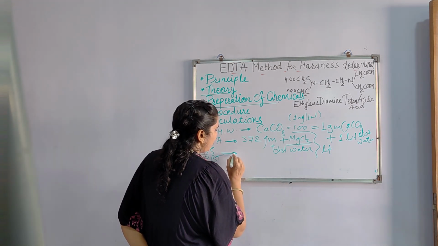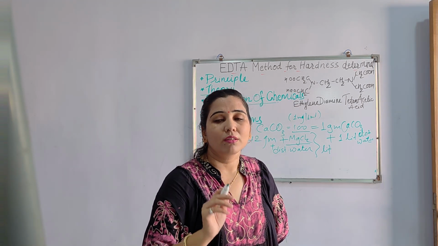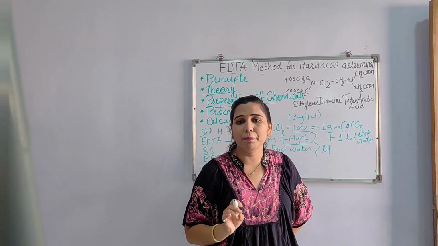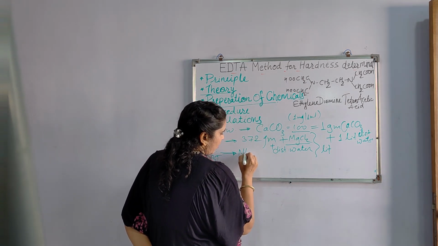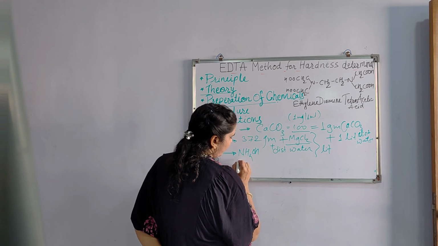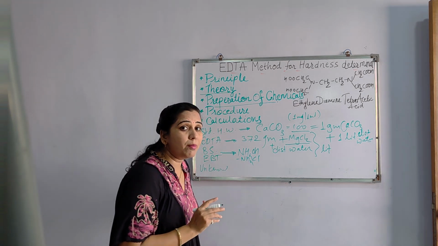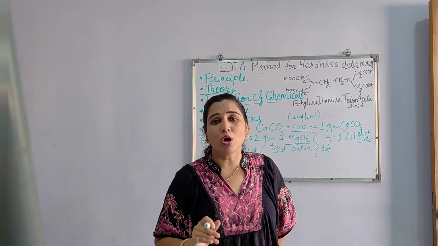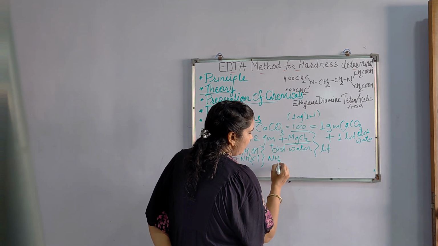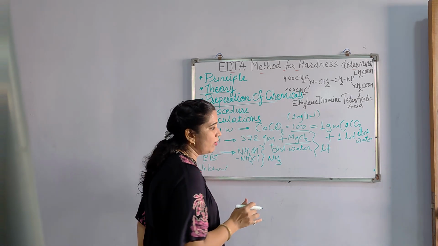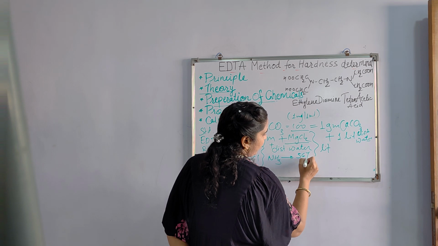Then the buffer solution, as we have to maintain the pH constant at 10. The buffer solution must be prepared in the proper way. First of all, this buffer solution is called an NH4OH-NH4Cl buffer. So how is it prepared? It is prepared by adding liquor ammonia, NH3. Liquor ammonia is very pure, 99%. This ammonia is taken 567 ml.